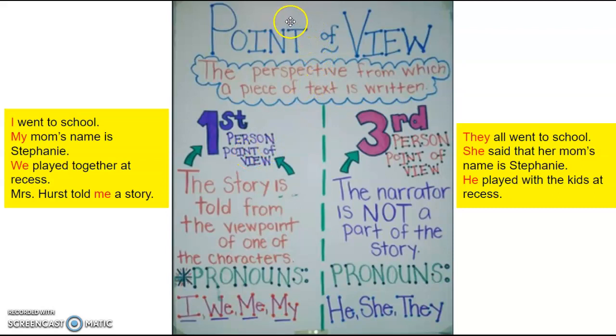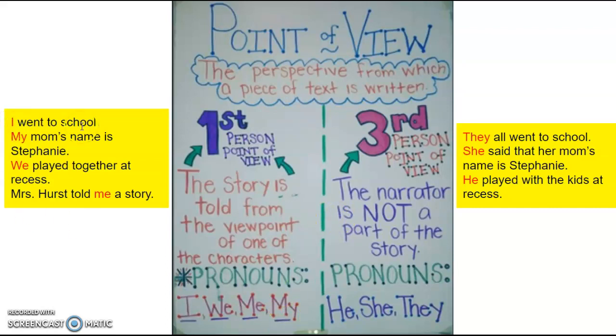So, point of view, you can have first person point of view and you can have third person point of view. A point of view is the perspective from which a piece of text is written. It means who is telling the story. If it's a first person point of view, the story is told from the viewpoint of one of the characters. And you use words like I, we, me, and my. That means first person. And here's an example.